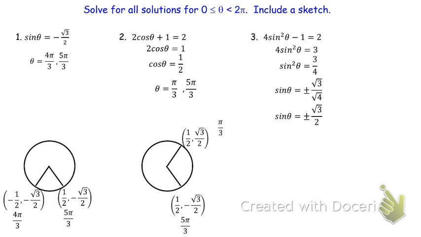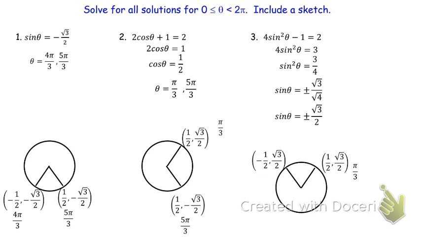Now this is the value that's on the unit circle, and sine is going to be positive in two places. The y's would be root 3 over 2, positive in quadrants 1 and 2, and that would be at pi over 3 and 2 pi over 3.